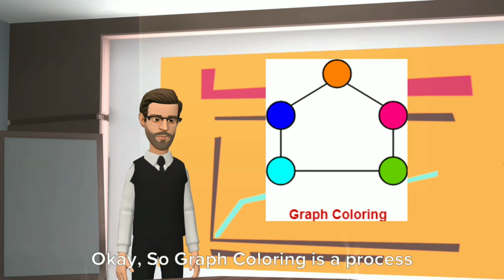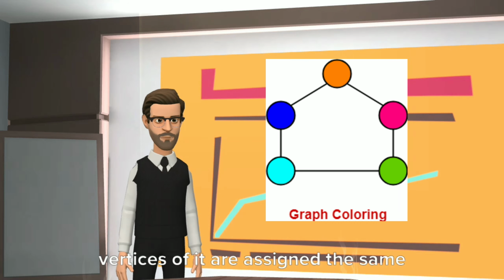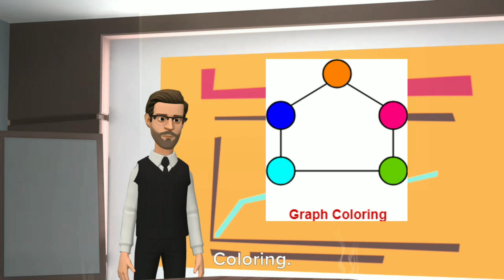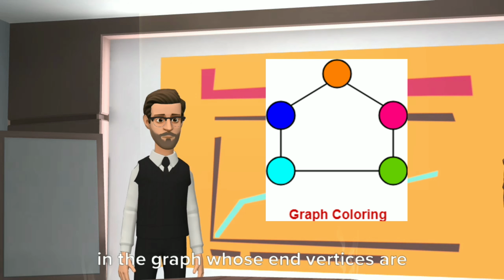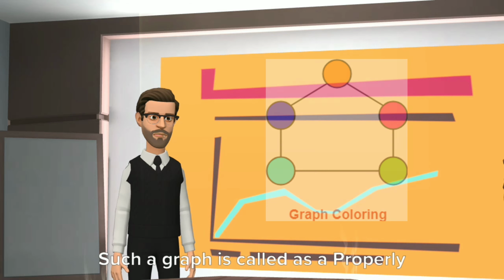Okay, so graph coloring is a process of assigning colors to the vertices of a graph such that no two adjacent vertices of it are assigned the same color. Graph coloring is also called as vertex coloring. It ensures that there exists no edge in the graph whose end vertices are colored with the same color. Such a graph is called as a properly colored graph.